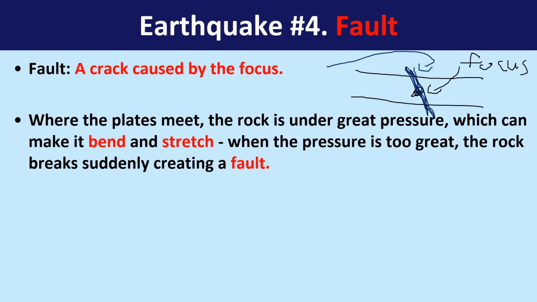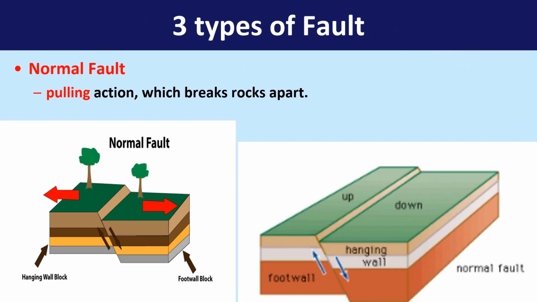When there's a plate meet, the rock is under great pressure, and rock cannot bend beyond a certain extent. I mean, pure metal can bend easily, but rock is more a combination of minerals and metals, so it makes it hard to bend, and in the end there can be a crack. And if the crack happens, that's what we call a fault. So there are three types of fault. One type of fault is called a normal fault. It happens because of a pulling action, ladies and gentlemen.